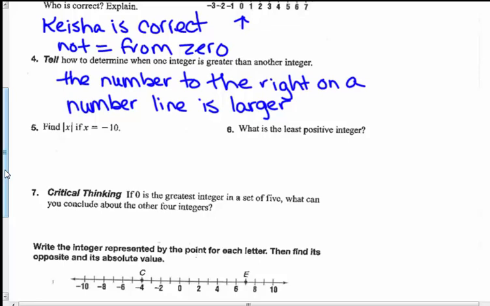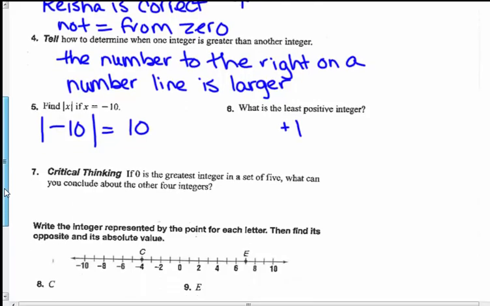Find the absolute value of x if x equals negative 10. So putting negative 10 into the absolute value symbol, how far away is that from 0? It's 10 units away from 0. What is the least positive integer? Positive 1 is the smallest positive integer.